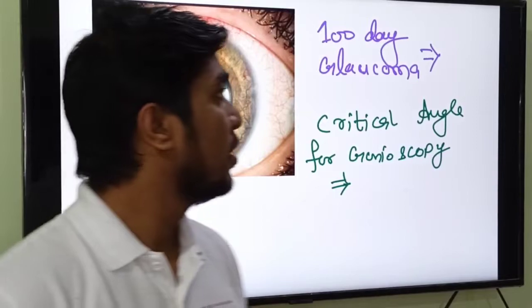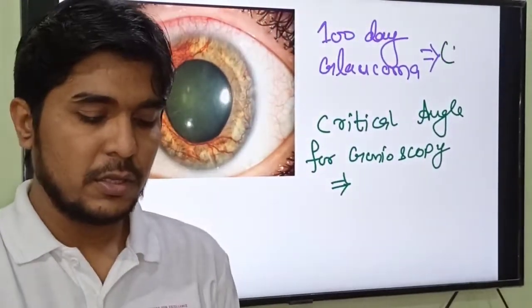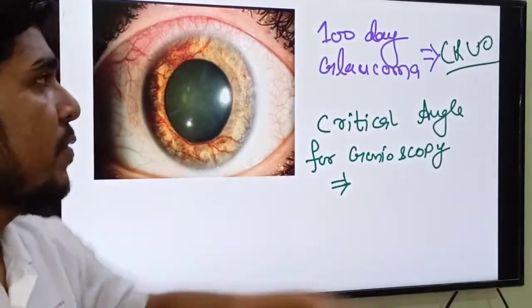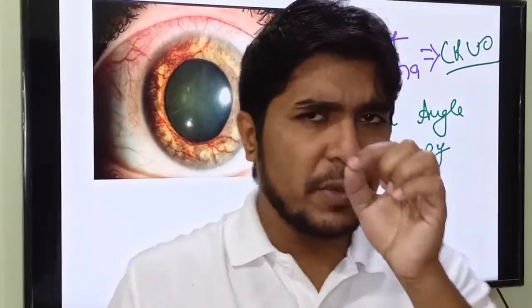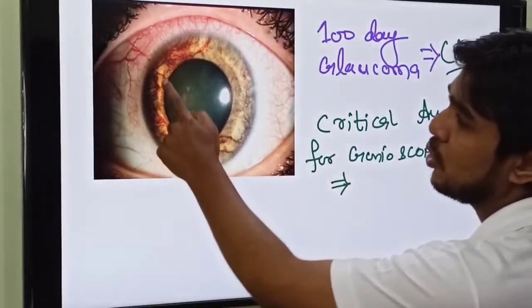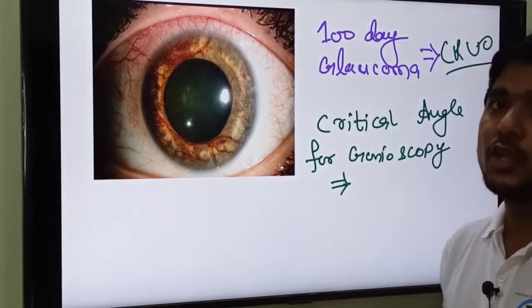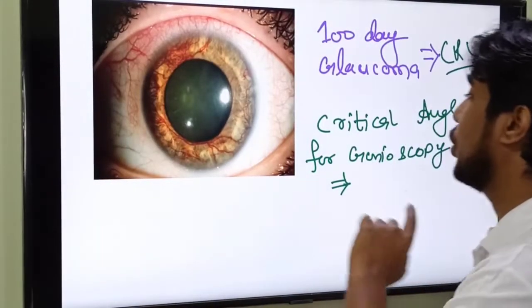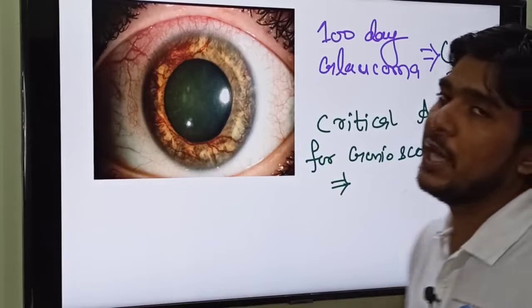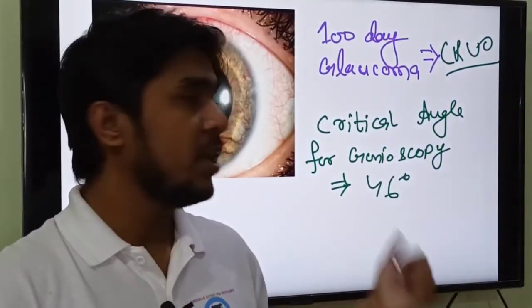Can you see this? 100-day glaucoma. Anyone answer, please? CRVO, central retinal venous occlusion. It takes almost 3 months to have neovascularization of the iris. This is the neovascularization of iris. See the vessels here, and also the angle. If it goes into the angle, then we can do photocoagulation, gonophotocoagulation. Critical angle of gonioscopy, I have already told you, it is 46 degrees, right? How much? 46 degrees.